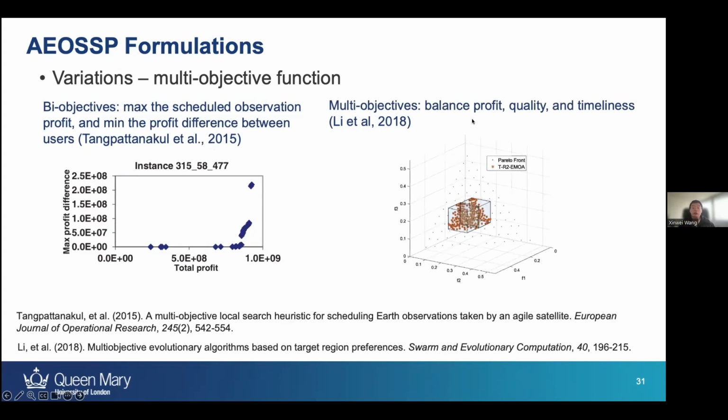In another paper, 3 objectives including profit, quality, and timeliness are considered. So the first objective is to maximize the observation profit, and the second one aims to maximize the average quality of the observation tasks, which could be related to the observation angle. And the last one relies on when the target is observed.